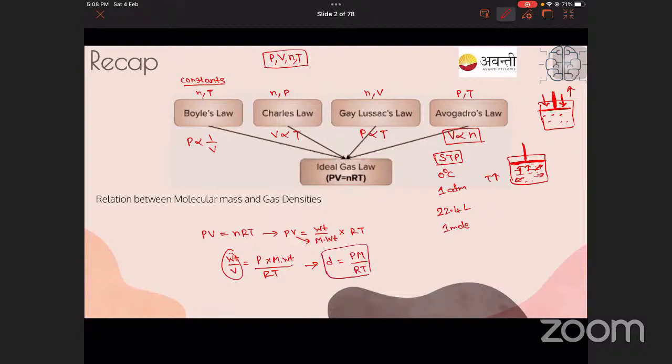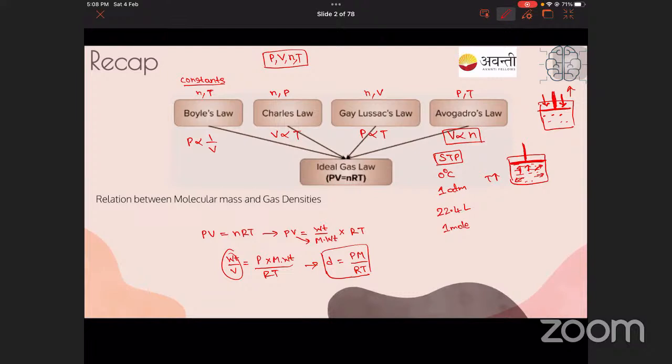This is a new relation between density and the ideal gas equation, where density D is equal to PM by RT. What is P? Pressure. What is M? Molecular weight of the gas, whatever you are taking. And R is the gas constant, T is temperature. And remember one thing, whenever you are taking temperature, take it in Kelvin only. When you are doing the calculations, take it in Kelvin only.